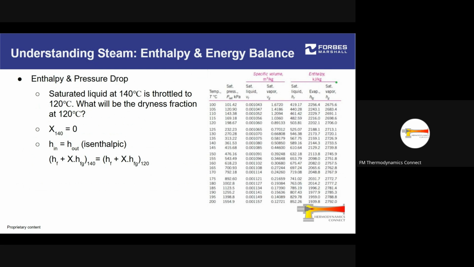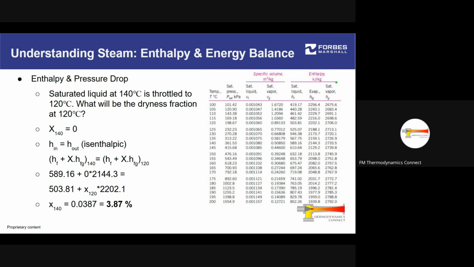So if you substitute all of those values in this equation, the only unknown that remains is x at 120 degrees Celsius. So this x value at 120 degrees Celsius can be conveniently calculated. Sorry, there is a small typo here. This needs to be x at 120, not 140. This is 120. So for this particular condition, the dryness fraction becomes 3.87%.